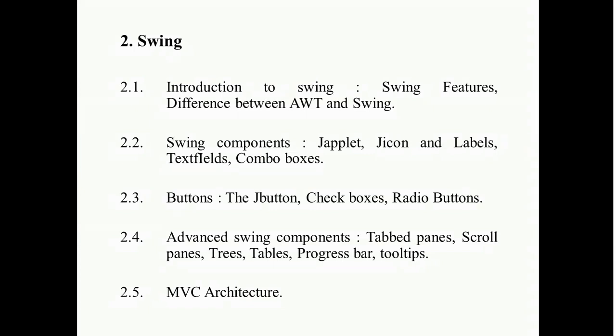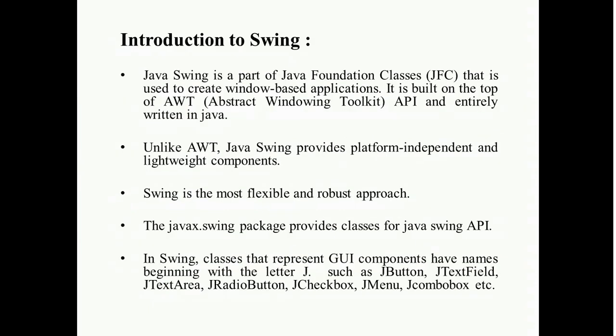Now in this lecture we will see the first point, that is 2.1 Introduction to Swing, and in that we will see the features of Swing, also the difference between AWT and Swing. First, see the introduction to Swing. Java Swing is a part of Java Foundation Classes (JFC) that is used to create a window-based application. It is built on top of the AWT API and entirely written in the Java programming language.